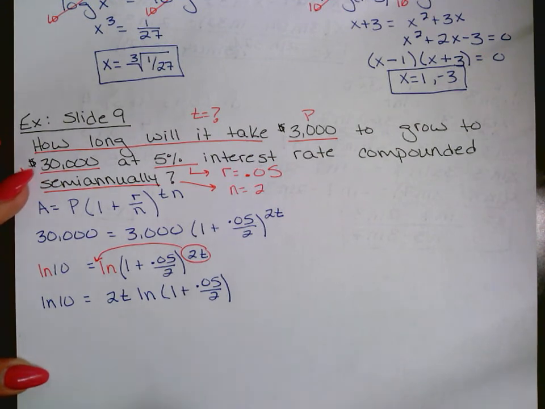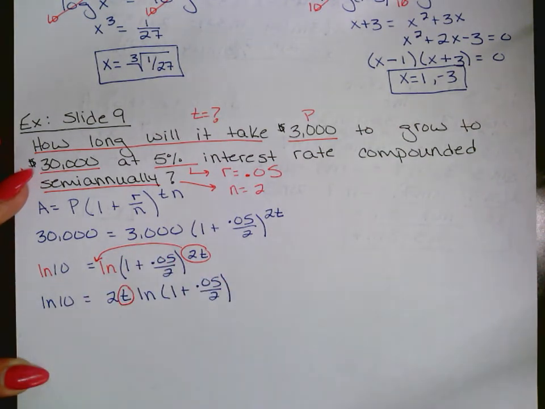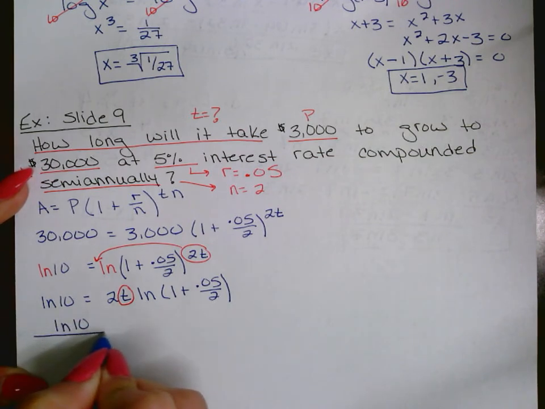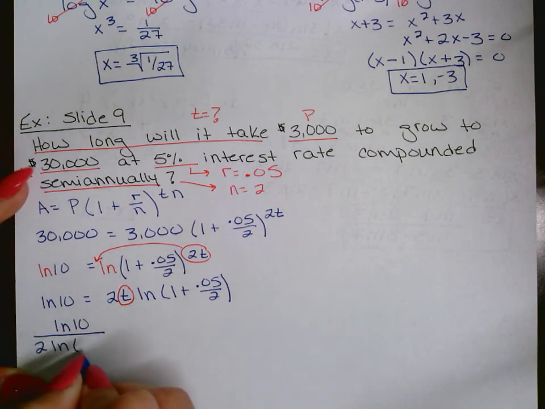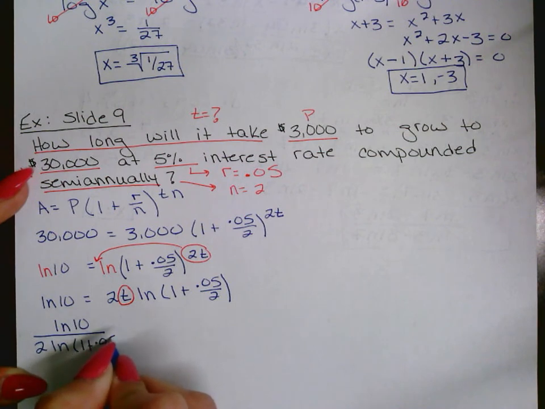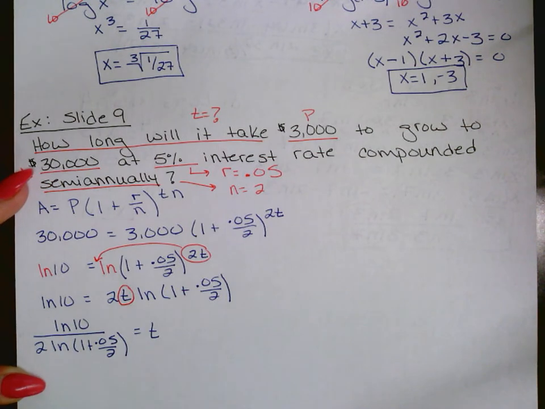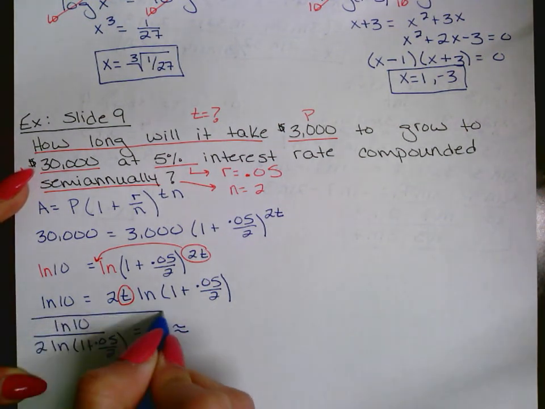Okay? So now to get t by itself, I want to divide everything else over. So I'd have ln of 10 over, I'm dividing the 2, and I'm dividing this ln of 1 plus 0.05 over 2. Okay? And because this is a word problem and I truly want to know how long it's going to take my money to go from 3,000 to 30,000, let's take a minute and put that in my calculator.